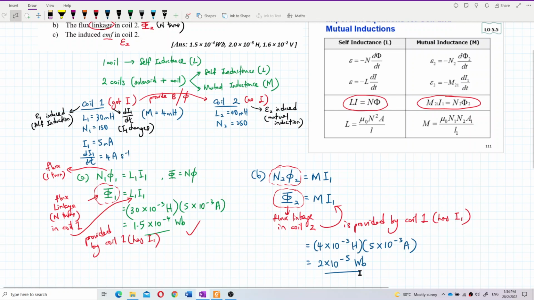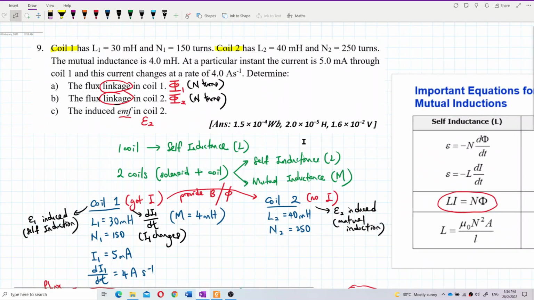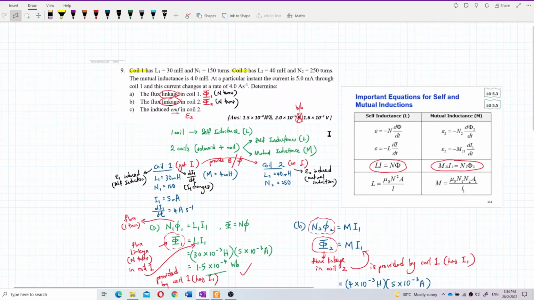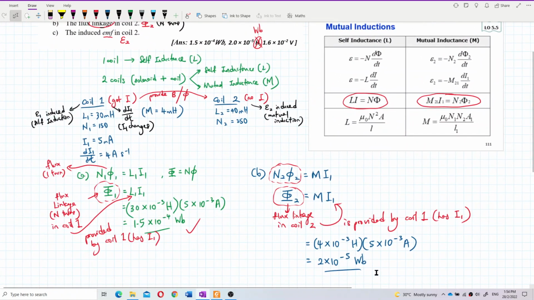Oh, this is a wrong unit. The flux linkage unit is Weber, not Henry. It should be Weber. Henry is the unit for inductance, self-inductance or mutual inductance. Understand? So for flux it is Weber, not Henry. So the answer is 2 exponent -5 Weber. Is the answer correct? That's correct.